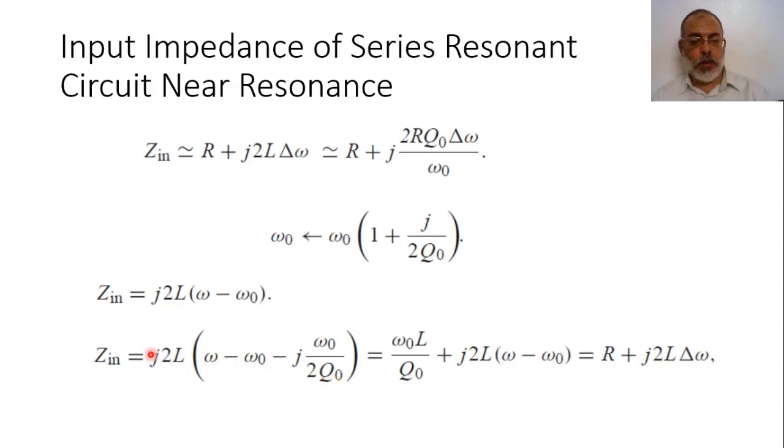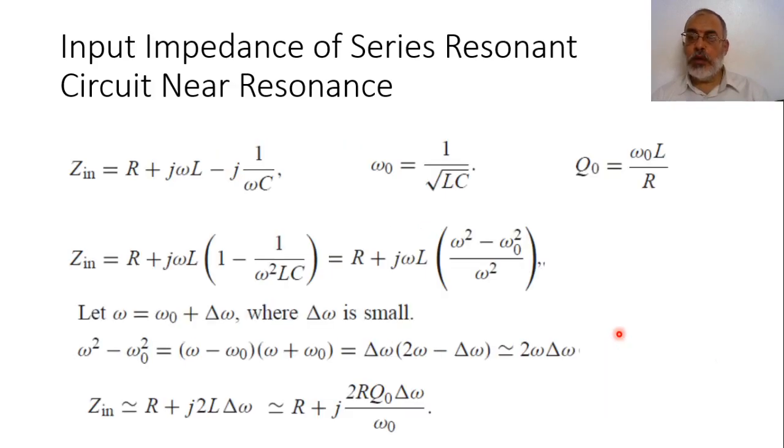Okay? Now, if we simplify this, this would be 2JL multiplied by omega minus omega naught. Here, this is a real omega naught. Right? And J multiplied by minus J would give plus 2L over 2Q naught multiplied by omega naught. So we have omega naught L over Q naught, which is a real part, due to the multiplication of J2L by minus J omega naught over 2Q naught, plus J2L omega minus omega naught. Now this value is actually J2L delta omega, which is the original one. The remaining part, omega naught L over Q naught, is actually the value of R. Here, R is omega naught L over Q naught.